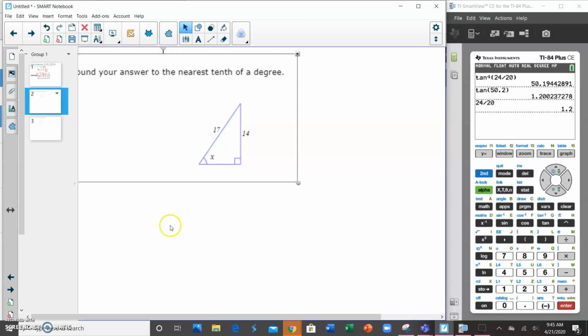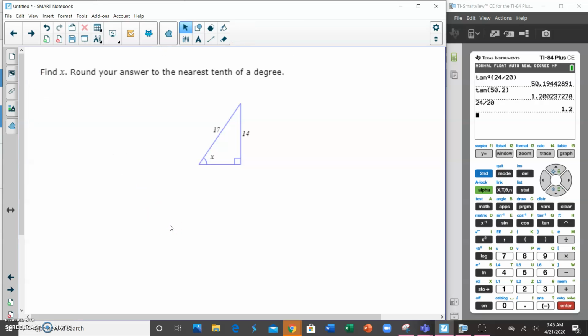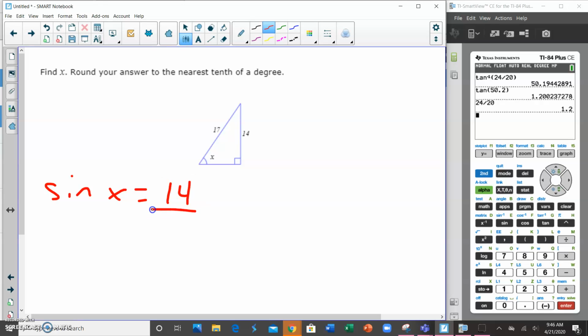Okay, so we're going to look at this triangle. And what does this triangle have? Again, we're trying to find the angle. Here's your angle. We have an opposite and we have a hypotenuse. All right, so what uses opposite and hypotenuse? Well, that would be the sine. So once again, I can write my equation. I am going to write this as the sine of x is equal to 14 divided by 17, opposite over hypotenuse.